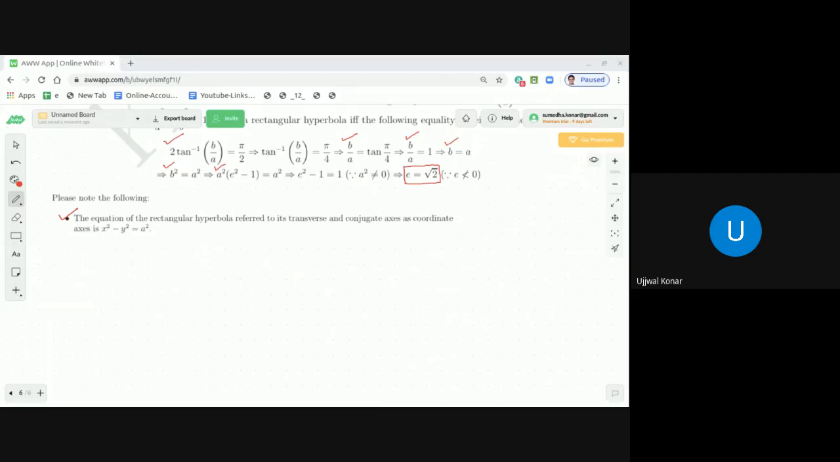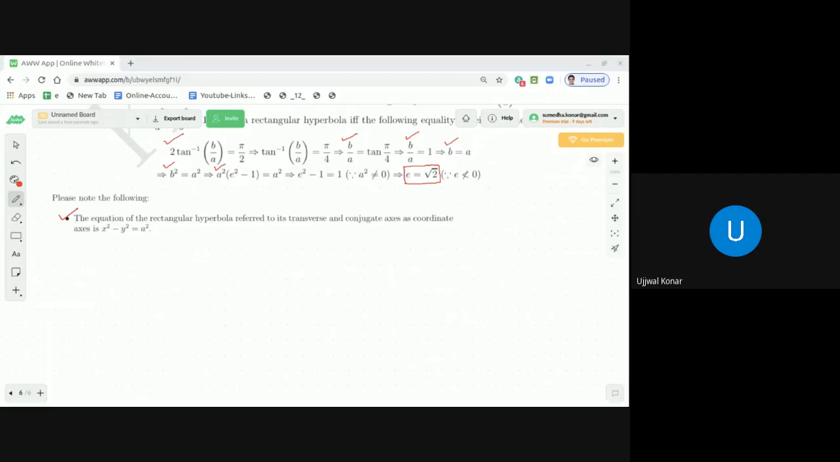Now, the next point we are going to discuss is the equation of the rectangular hyperbola whose asymptotes are the coordinate axes. The equation of the rectangular hyperbola whose asymptotes are the coordinate axes is xy is equal to c square.